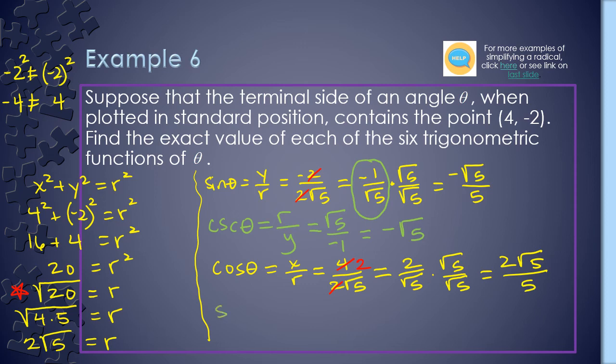I'm going to go ahead and go to the secant of theta, because the secant of theta is the reciprocal of the cosine. Remember these, we can remember these because they're opposite. This is a C and an S. This is also a C and an S, or an S and a C, you might say. So I can go ahead and plug in the r and the x, or I can just take the reciprocal of my cosine function to get the square root of 5 over 2.